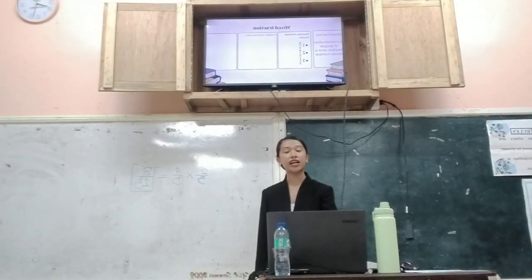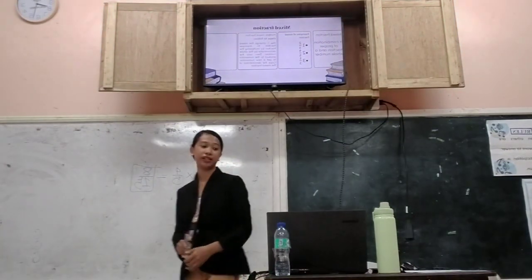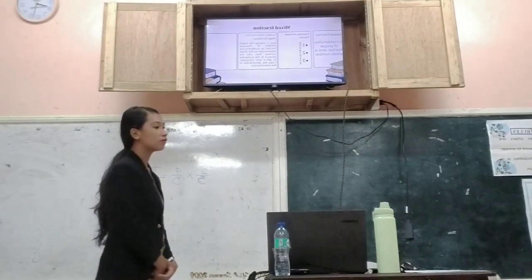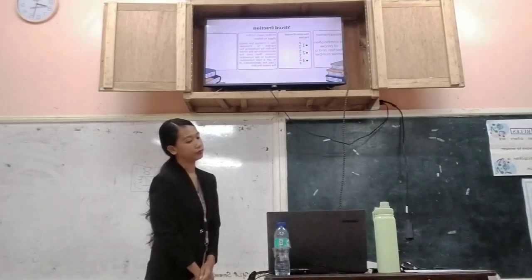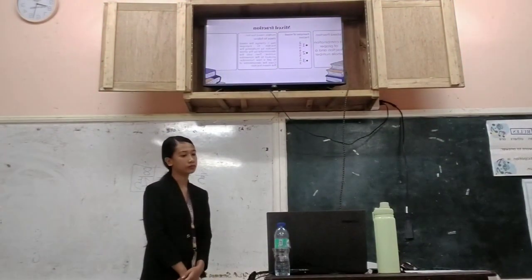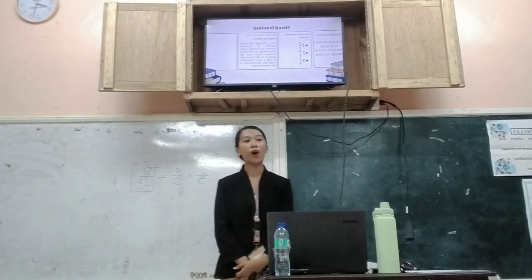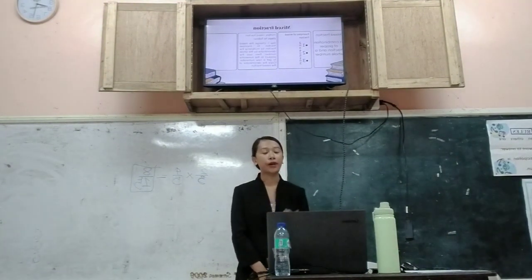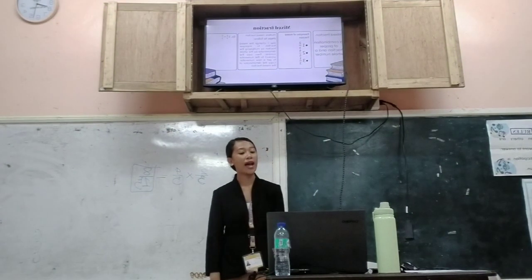Now class, let us learn how to multiply mixed fractions. We have steps to follow. Please read step number 1. Change the mixed fraction to an improper fraction by multiplying the denominator by the whole number, then add the product to the numerator to get a new numerator. Copy the denominator of the mixed fraction. So for step 1, we need to convert the mixed fraction into an improper fraction. For example, we have 1 and 2/3.